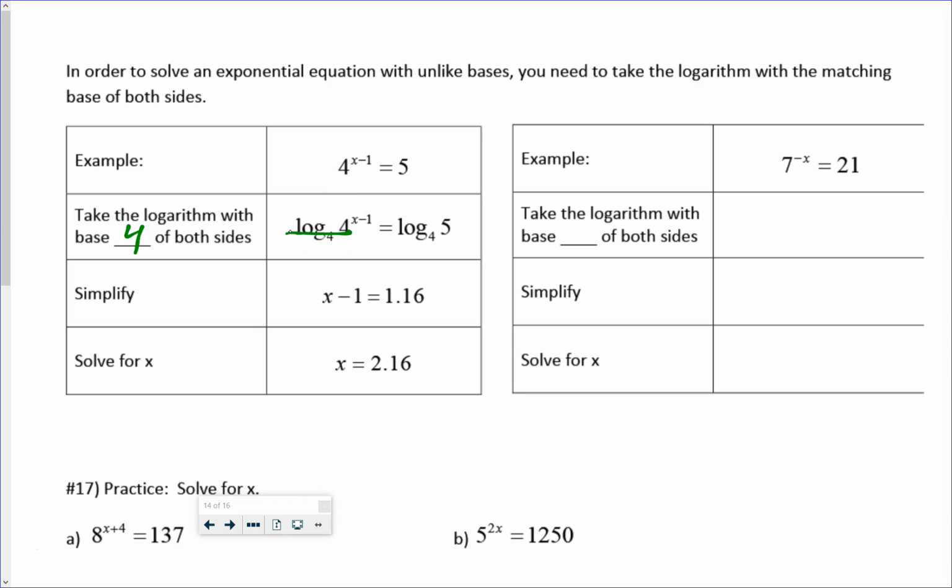This side they cancel, so x minus 1 is left over. And then evaluate log 4 of 5. So that change of base means log 5 divided by log 4. That's where the 1.16 came from. And then last step is just to add 1 to both sides, and that's where we get 2.16.